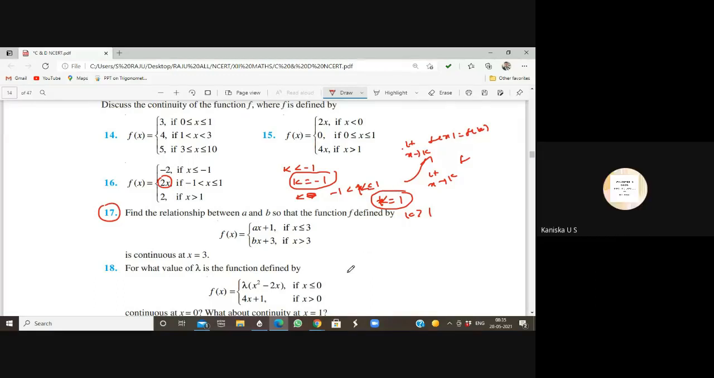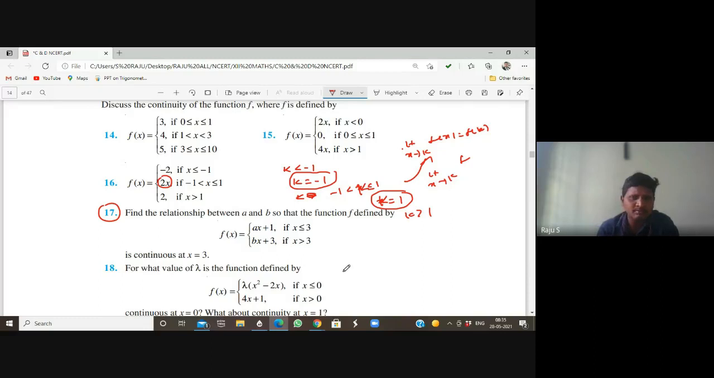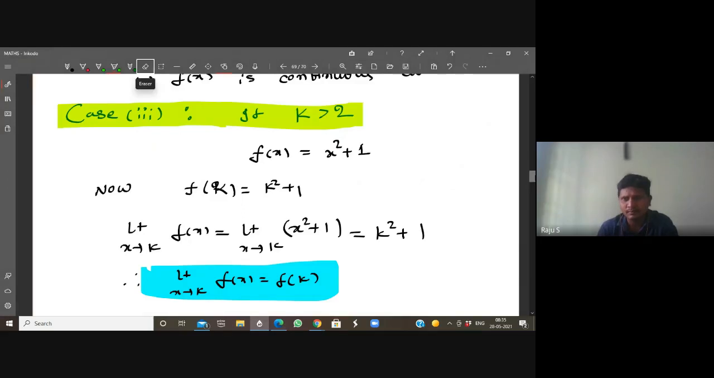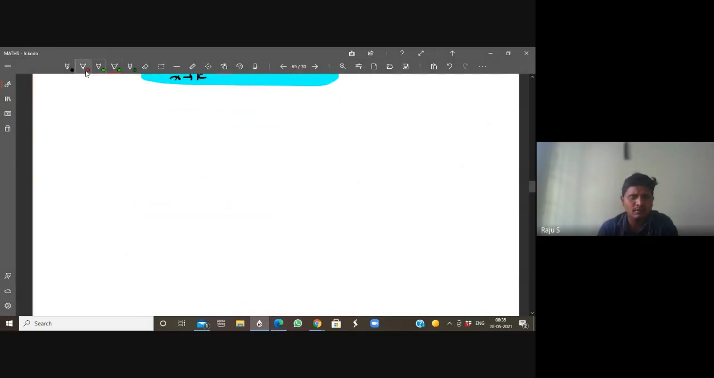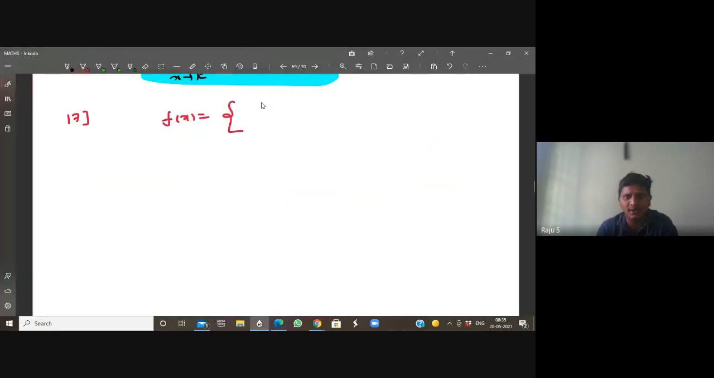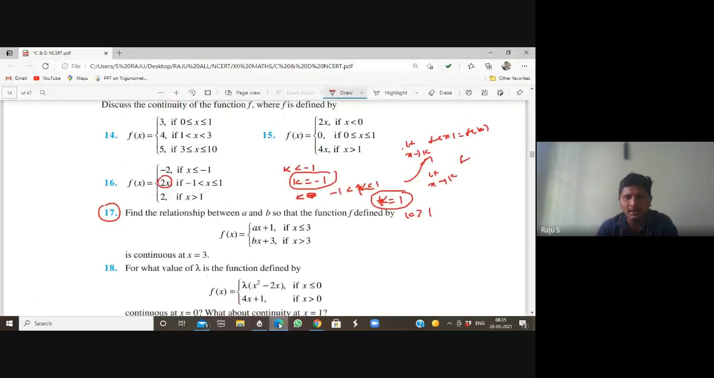Yes? Not completed. Okay, find the relation between a and b so that f is defined by, question 17. So first we have to write the given function. What is the function value? ax plus 1. ax plus 1. Now bx plus 3.